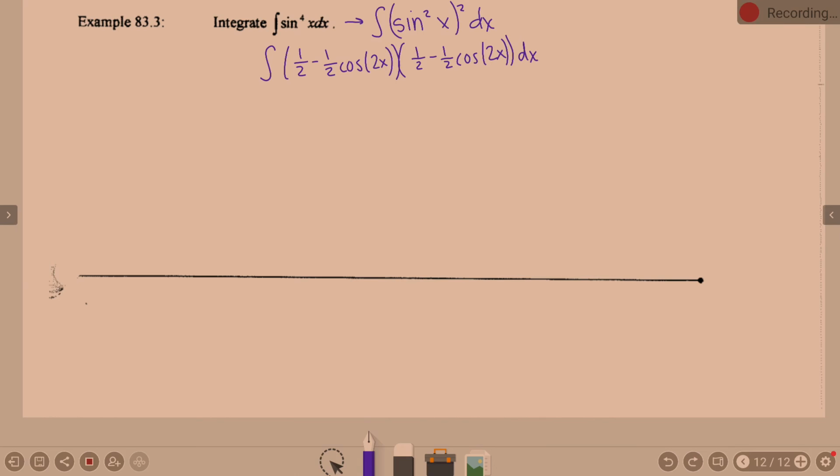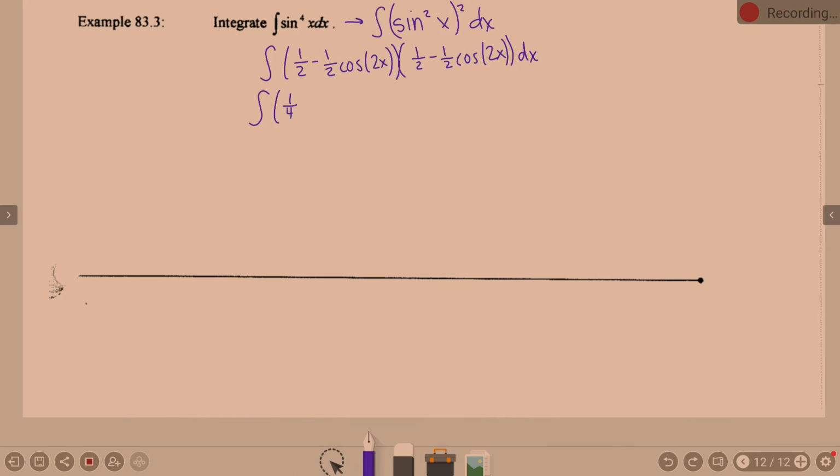So yes, like the previous problem, we're going to FOIL again. Unlike the previous problem, my middle terms won't cancel out. So it will be a little less pretty. Okay, first, 1/2 times 1/2. 1/4.